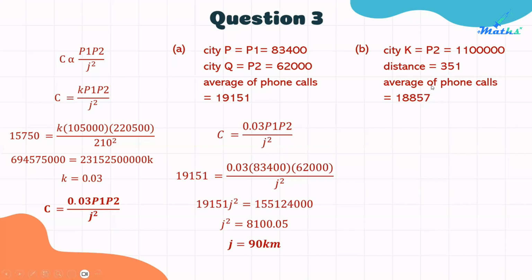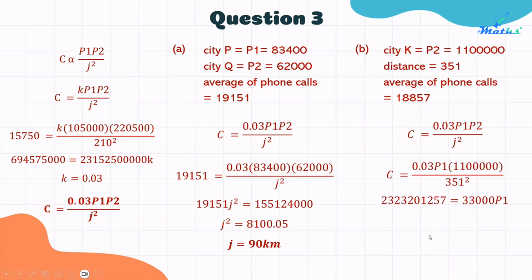For question B, our city K, which is P2, will equal 1,100,000 and the distance is 351 and the average number of phone calls is 18,857. So for here, we need to find city J, which is P1. Okay, use this equation, C equal to 0.03 P1 P2 over J squared and solve it. So our P1 will equal to 70,400 people.